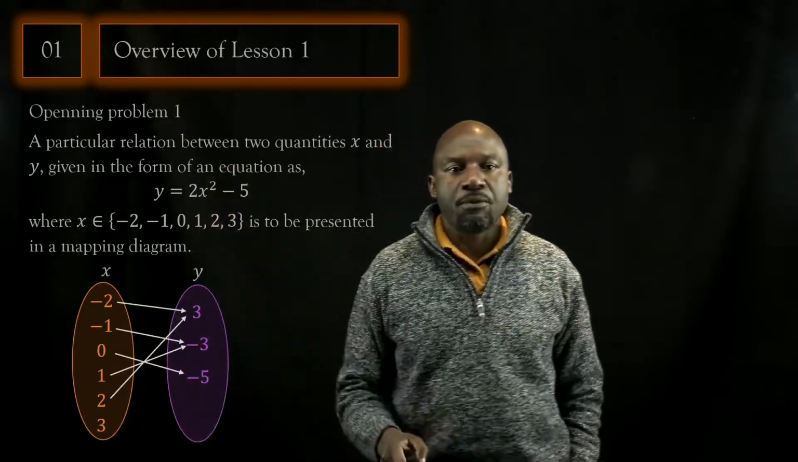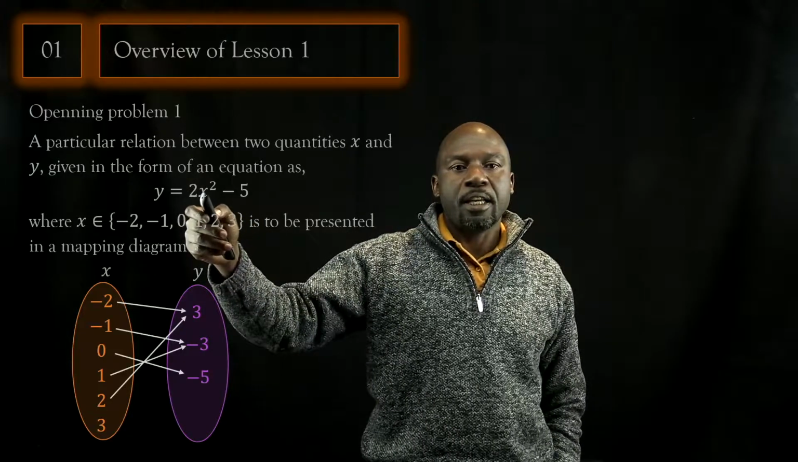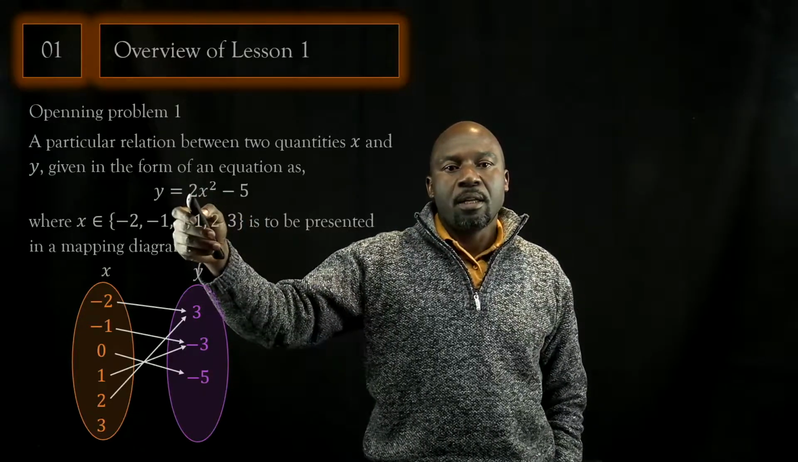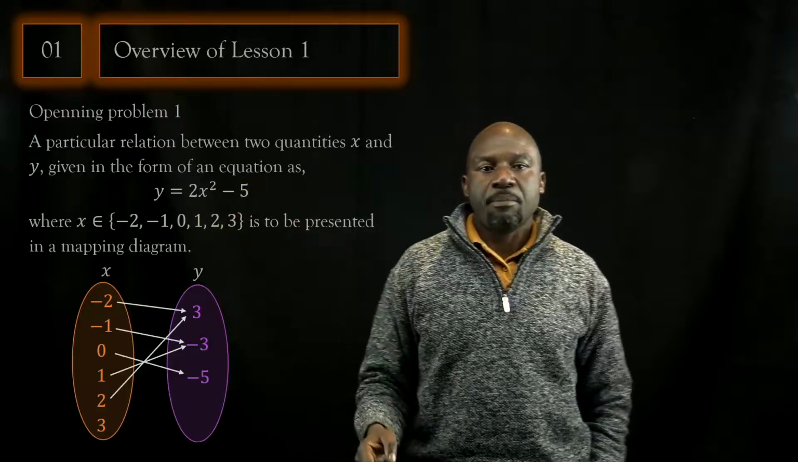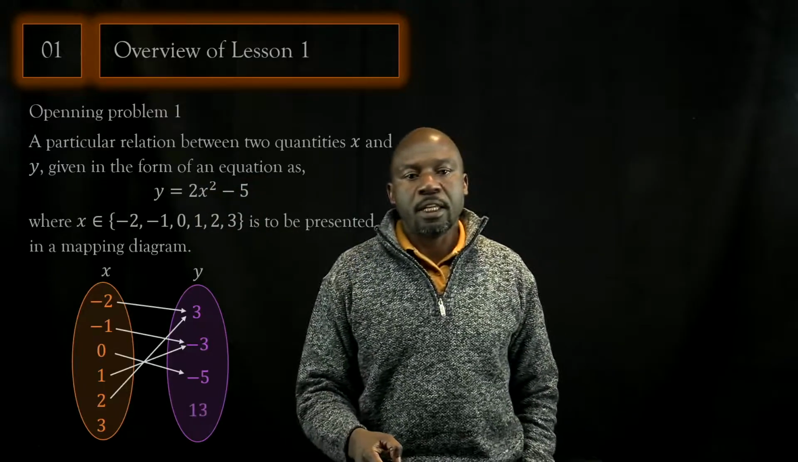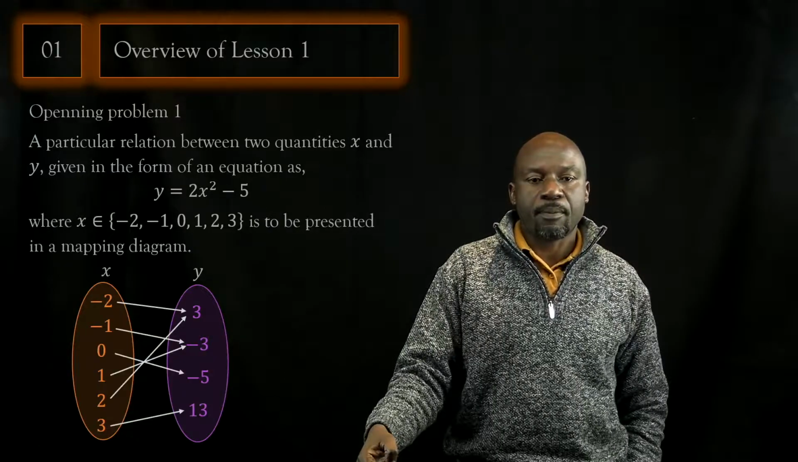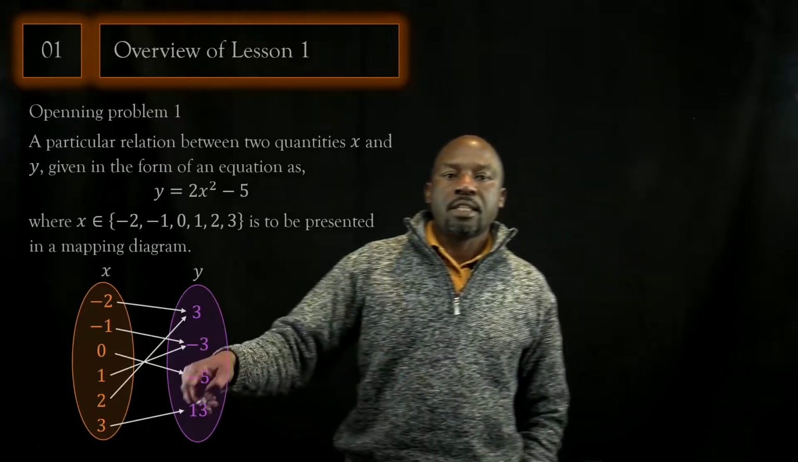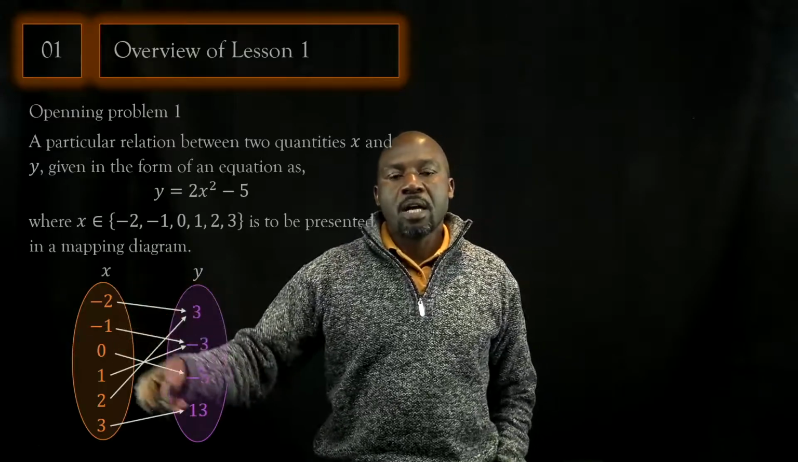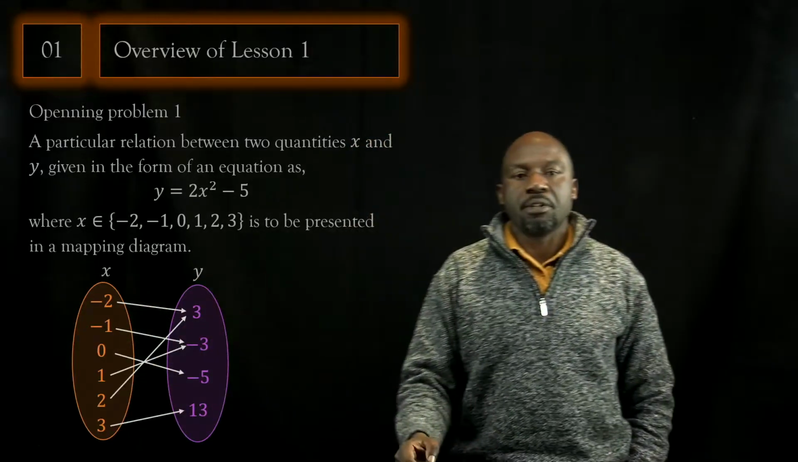If we put +3 up there, we get 9 here, 3 squared, times 2 is 18. 18 minus 5 should be 13. So we get 13 and draw an arrow to indicate the mapping. Okay, and so this is the mapping diagram as required by part A of this question.